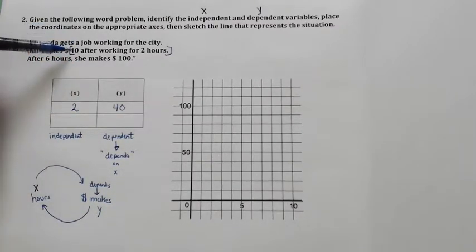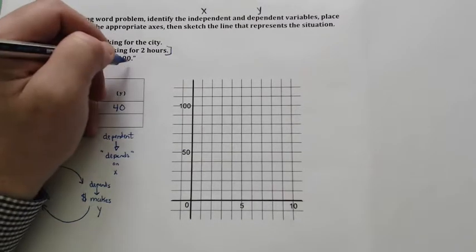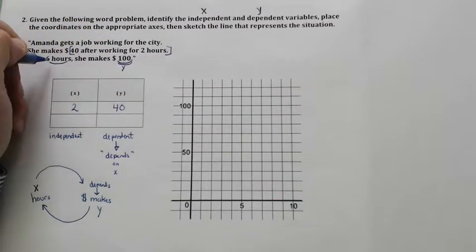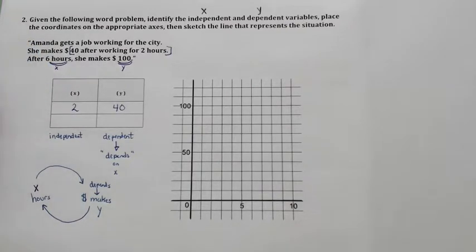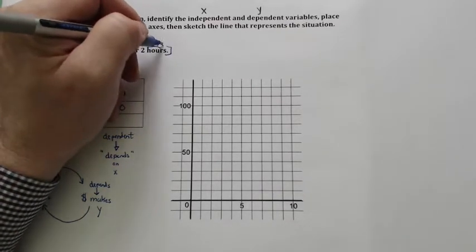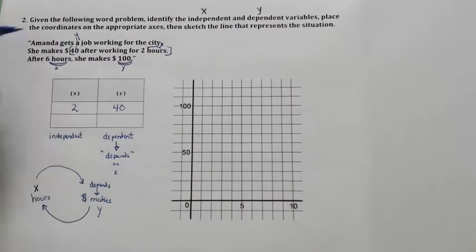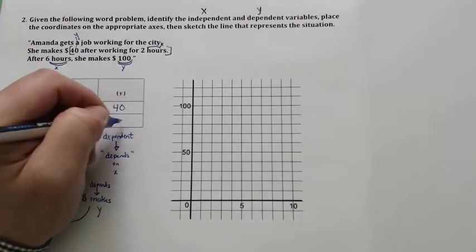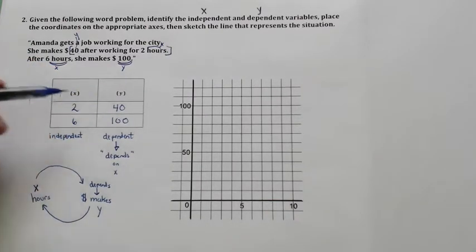Notice that I don't have to put them in the same order in the sentence, because over here it says after 6 hours she makes 100. So here I started with the money and I went to time. Down here I came to time and went over to money. It doesn't change anything, it's just the way the sentence is written. The big thing to know is which one depends on which. And just like the last time, that $100 that she made depended on the number of hours that she worked. Over here, there was my x, and that was my y. So 6 hours makes me $100. So those are the ordered pairs.